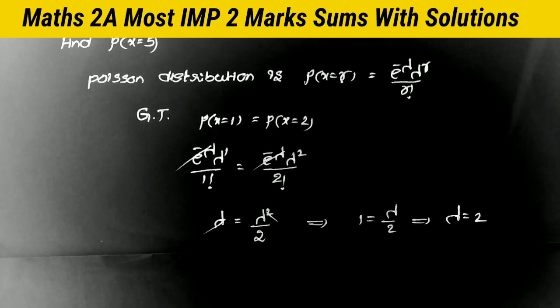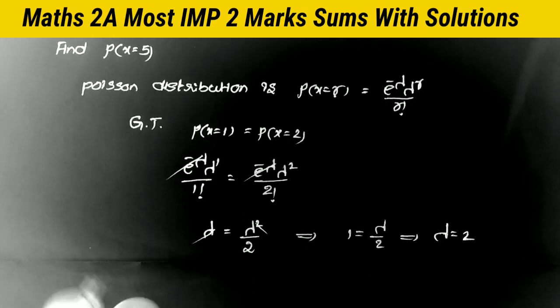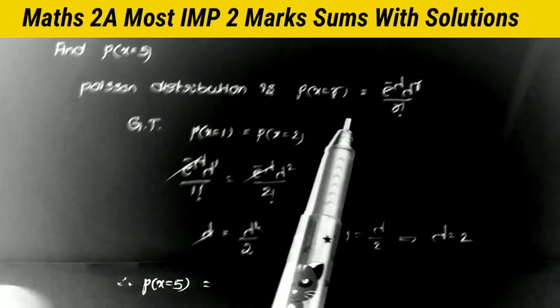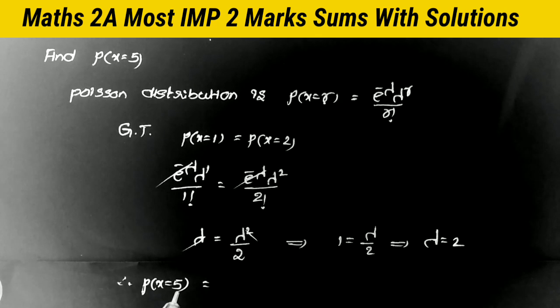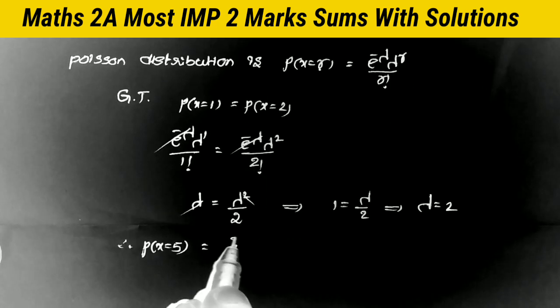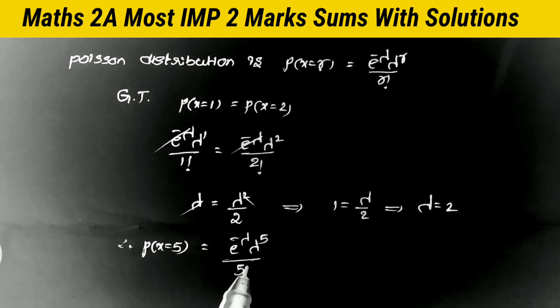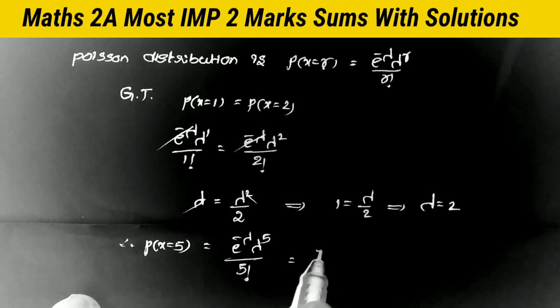Now what is the question? We want the value of P of X is equal to 5. What is the formula? e power minus lambda, lambda power r by r factorial. Now in this formula we take r is equal to 5, that is e power minus lambda, lambda power 5 by 5 factorial. And we already got that the value of lambda is equal to 2. Replacing that value, e power minus 2, 2 power 5 by 5 factorial.